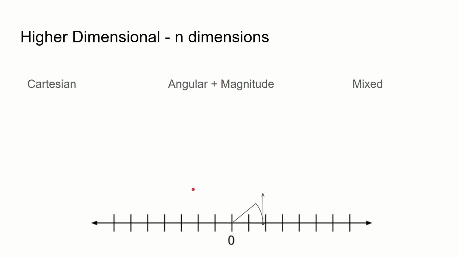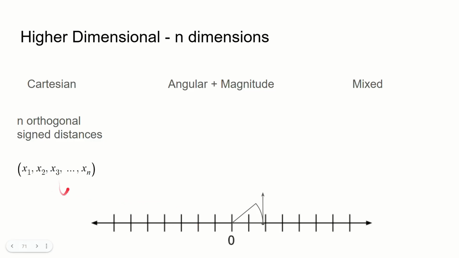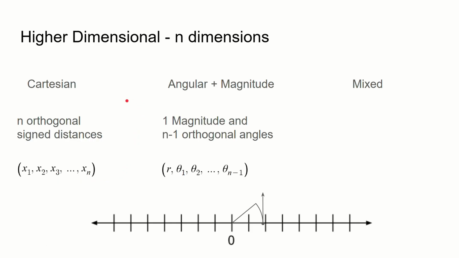And so you can add as many angles and new distances as you want, but you will always need this original magnitude. So Cartesian will be n orthogonal signed distances, so everything can be positive or negative. So it'll be x1, x2, x3, all the way up to x of n. And then angular plus magnitude will be 1 magnitude and n minus 1 orthogonal angles. So there will be an r, and then a whole bunch of thetas until you get to theta of n minus 1.